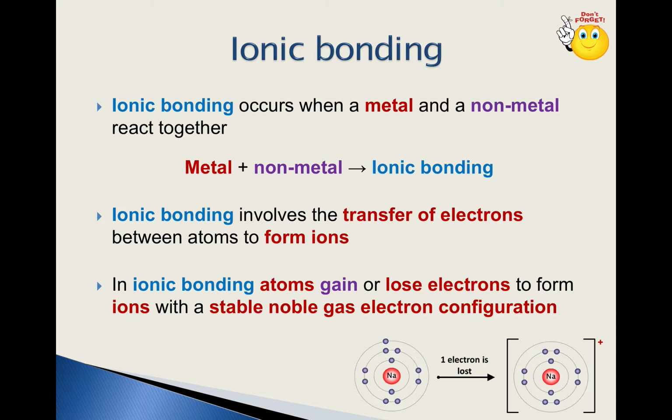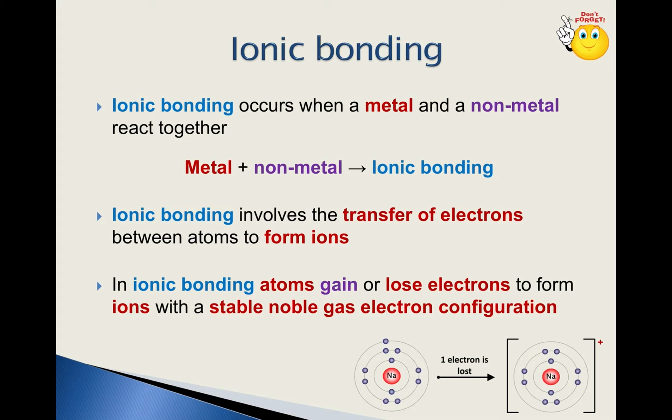And the other atom, in this case let's say it gains the electrons, will develop a negative charge and become an ion. So one atom will lose electrons and gain a positive charge and become an ion. And one atom will gain the electrons and become an ion with a negative charge.